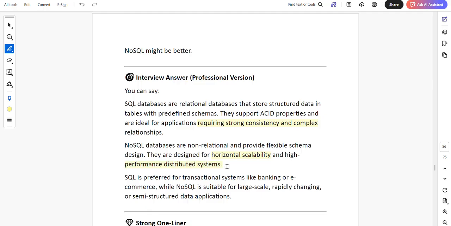Also, when to prefer which database, you can shortly answer: SQL is preferred for transactional systems like banking or e-commerce, where data is quite structured and there are no continuous changes in data structures, while NoSQL is suitable for large scale, rapidly changing, or semi-structured data applications. When you are not sure whether the whole data is structured or not, you can simply use NoSQL.